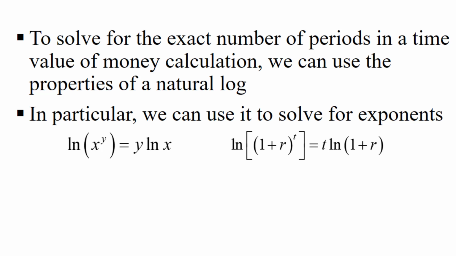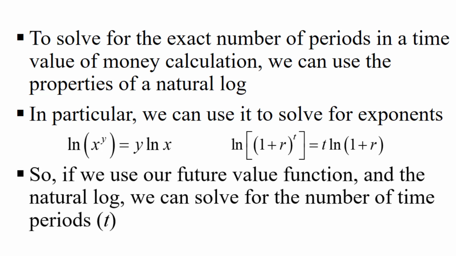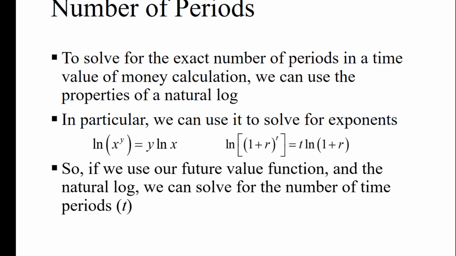So in this case, our x would be equal to 1 plus r, and our y would be t. And so if we take the natural log of the quantity 1 plus r to the t, we can simply bring that t down in front to where we have t times the natural log of the quantity 1 plus r. So, if we use our future value function, for example, and the natural log, we can solve for the number of time periods.